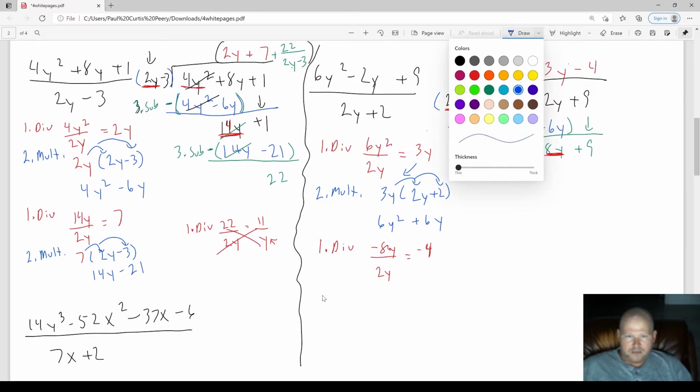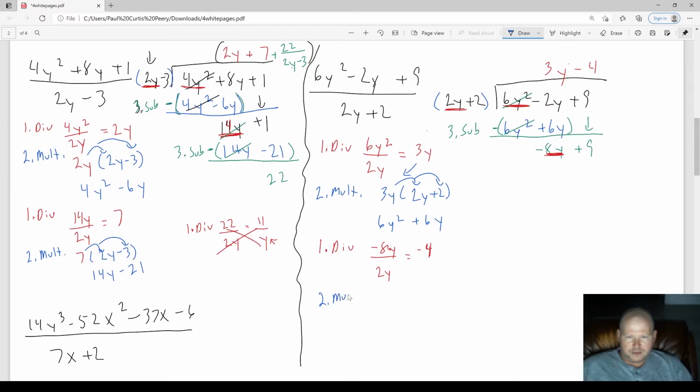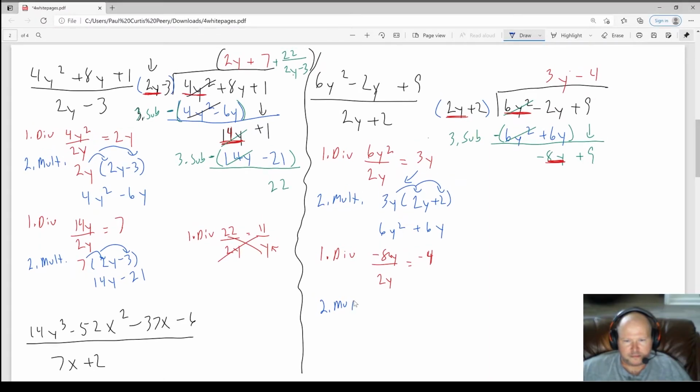We move on to multiplication again. So we say multiplication. All right, so we're going to multiply now.